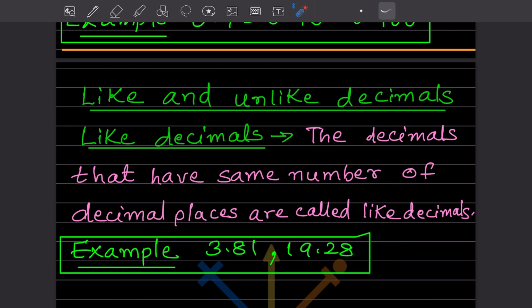The same over here. Now look at here. We will see what like decimals are. So this is the definition: the decimals that have the same number of decimal places are called like decimals. Now see here, I'll show you this example.